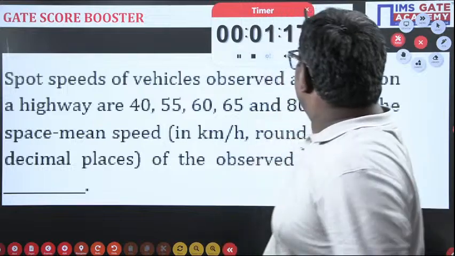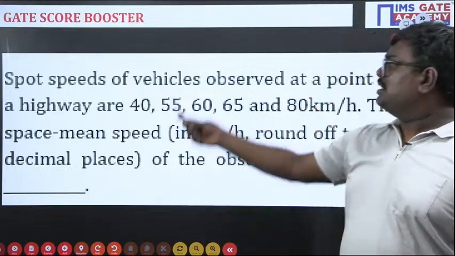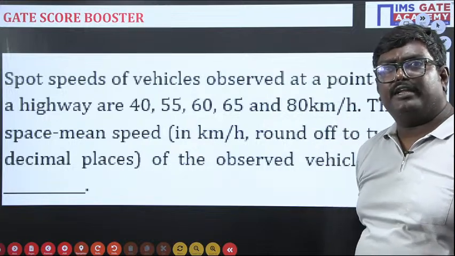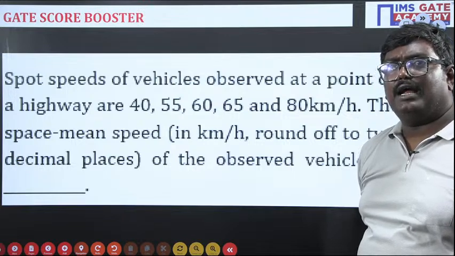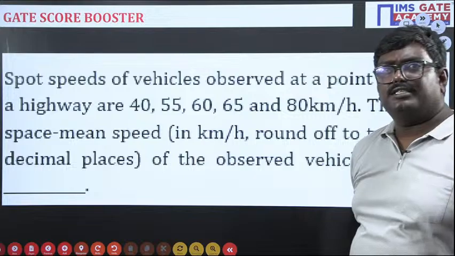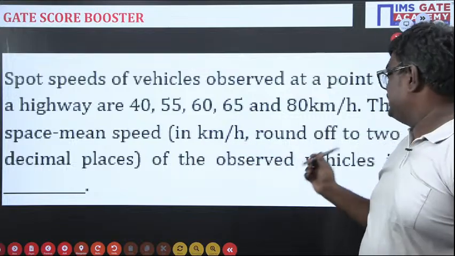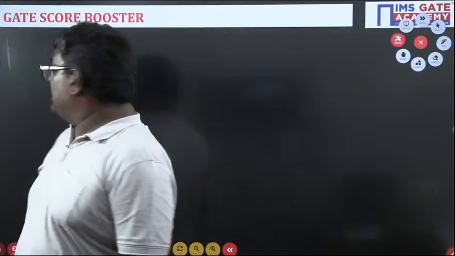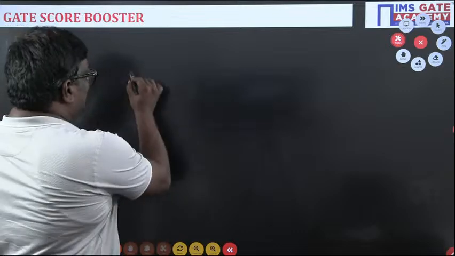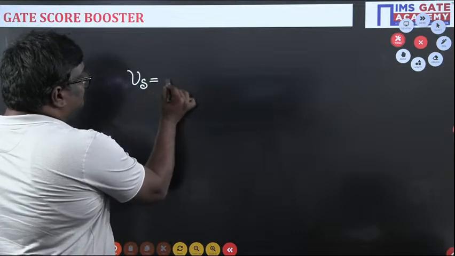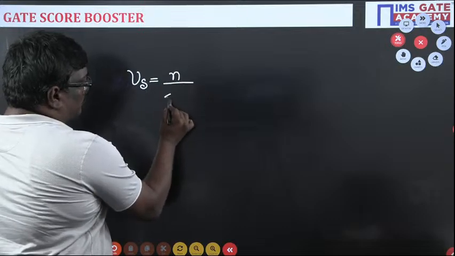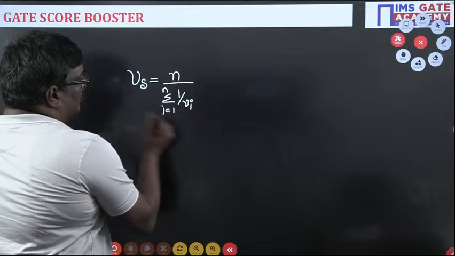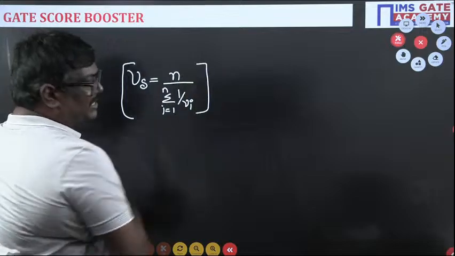Now see students, the question they have given is: the spot speeds of vehicles observed at a point on a highway are 40 km per hour, 55 km per hour, 60, 65 and 80. Now see student, what he is asking is the space mean speed of the observed vehicles. Remember my dear students, the space mean speed is nothing but the harmonic mean speed. So space mean speed is given by n divided by the summation, i equal to 1 to n, of 1 upon Vi. This is the formula for space mean speed.